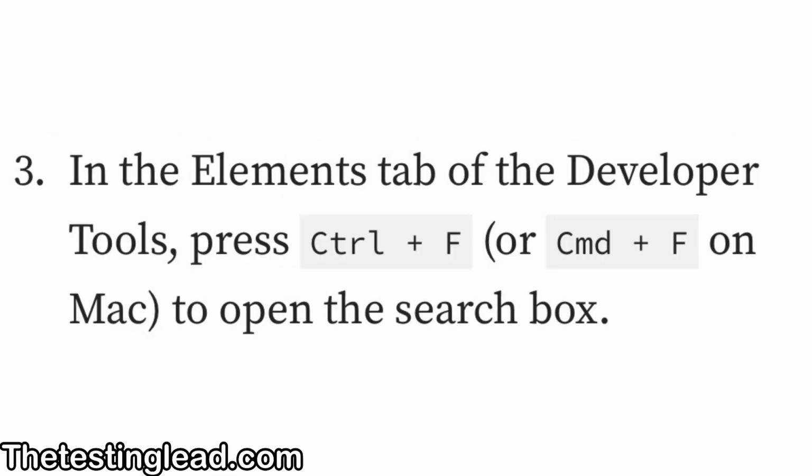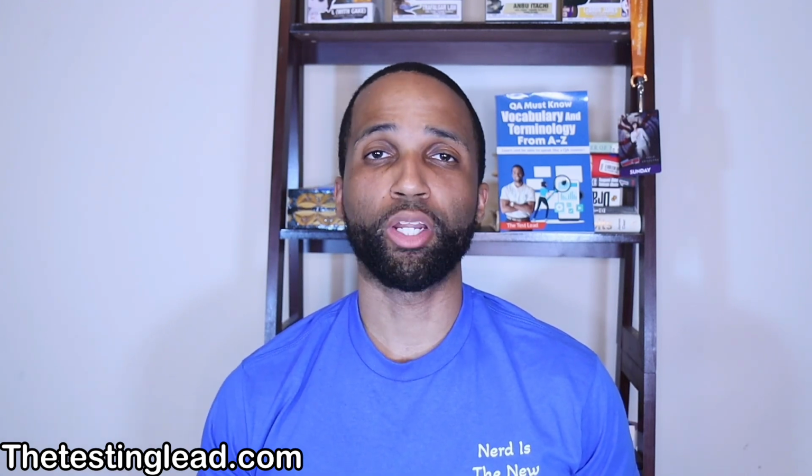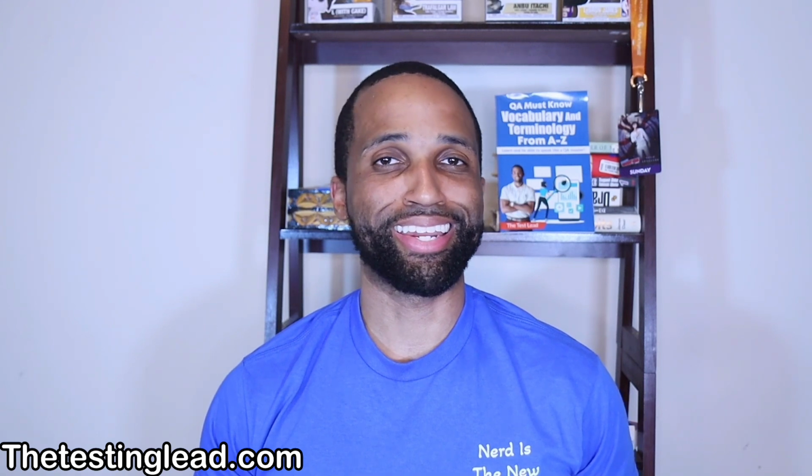In the Elements tab of the Developer Tools, press Ctrl F, or Command F if you're on a Mac, to open the search box. In the search box, type your XPath expression and press Enter. Chrome will highlight the elements that match your XPath expression in the HTML document. This method allows you to quickly test your XPath expression before putting it in your code, not needing any extra tools.